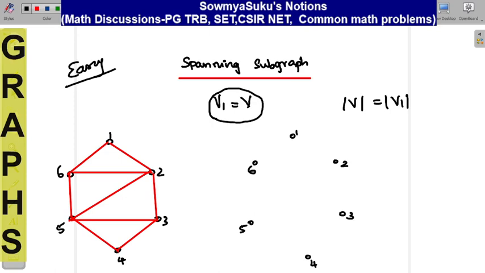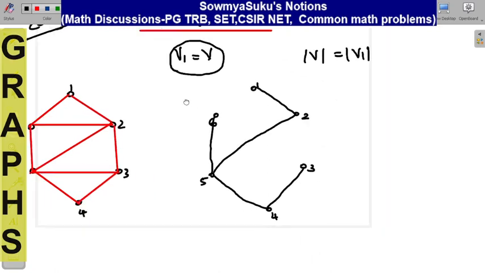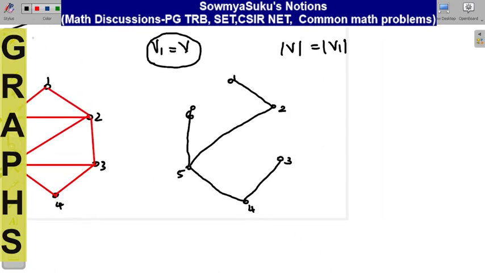And now I am drawing the graph here. This edge is there, then this edge is there, then I am drawing this, and here I am drawing, and I have this edge. This is said to be a spanning subgraph. Not all the edges are compulsory, but all the vertices compulsorily should be there as in the original graph. So here it is 0, 4, and here I am drawing the edges.